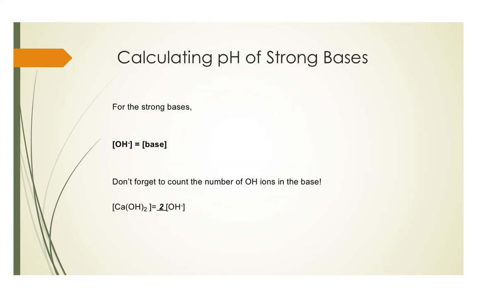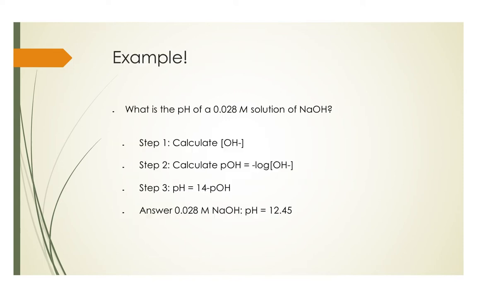Okay, for strong bases, the situation is very similar. The concentration of the OH that we would use is the concentration of the base. The only thing that's a little bit tricky here is that we have our alkaline earth metal strong bases, where we get two OH ions out of every single molecule. As a result, the concentration of the OH is going to be double the concentration of the base.